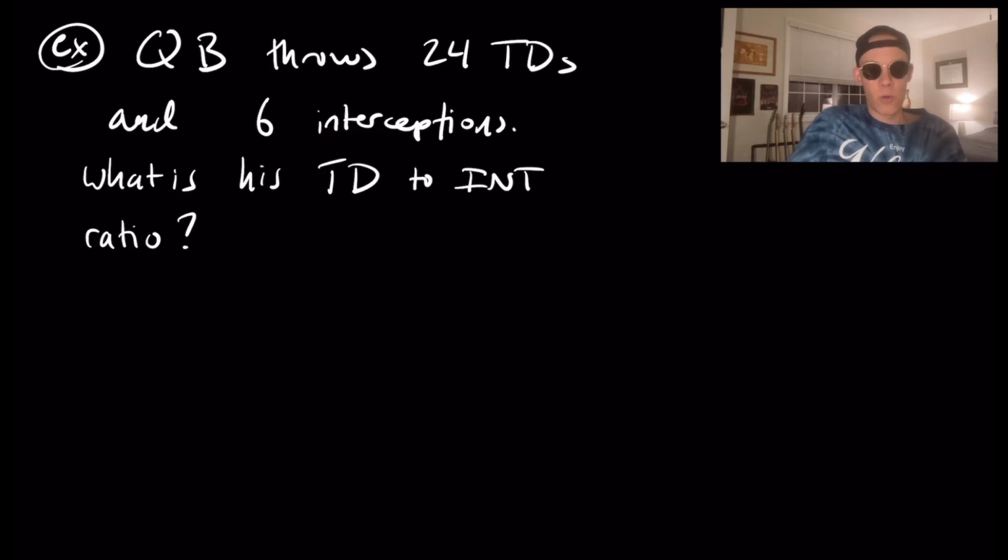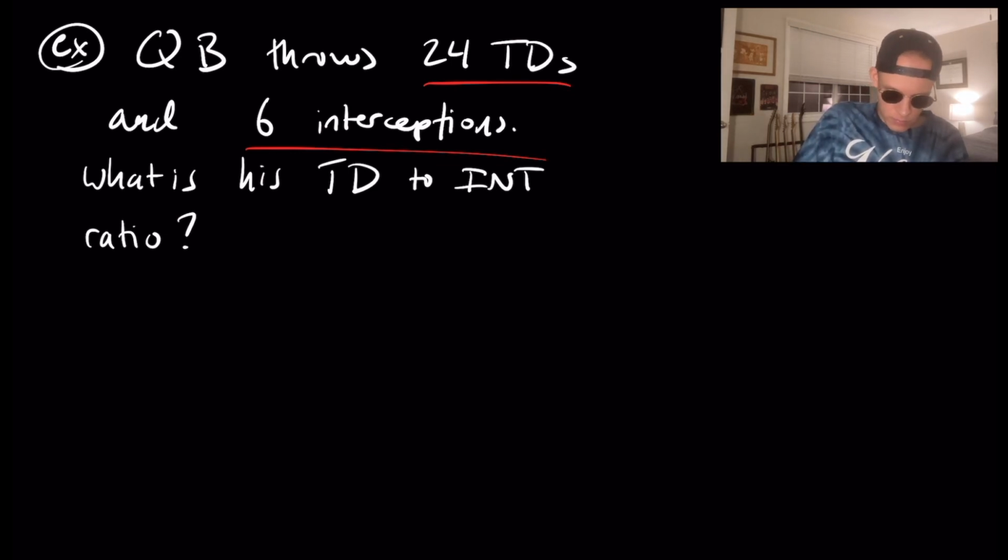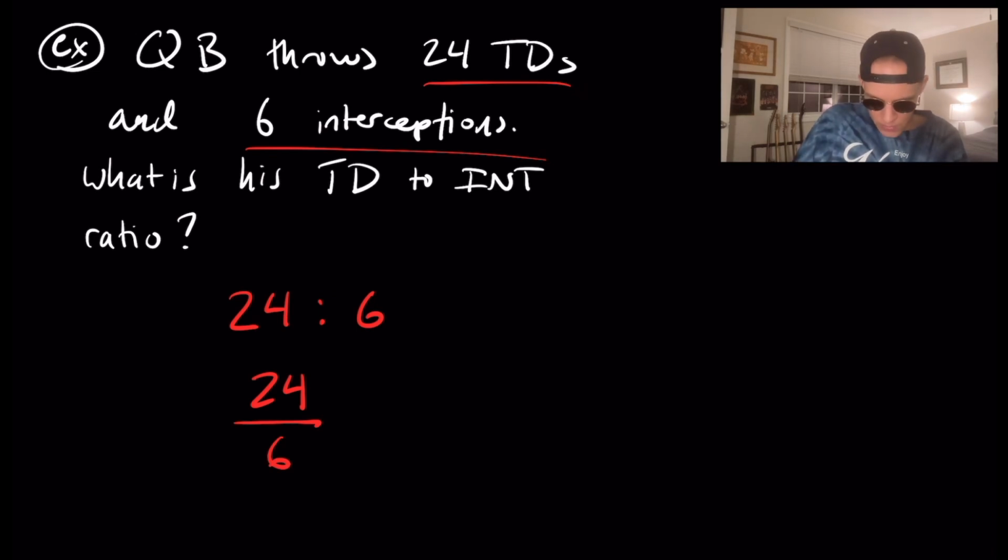Let's take a look at a quarterback, maybe a college football quarterback throwing 24 touchdowns and 6 interceptions in a season. So what is his touchdown to interception ratio? And that's a good measure of how accurate or how good of a decision maker your quarterback is. So let's just write this using the colon. So we'll write 24 touchdowns to 6 interceptions. And then we'll go ahead and write it as a fraction or in division form. So 24 over 6, 24 touchdowns to 6 interceptions.